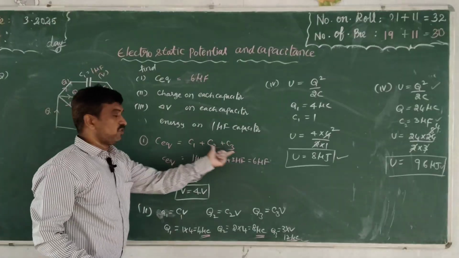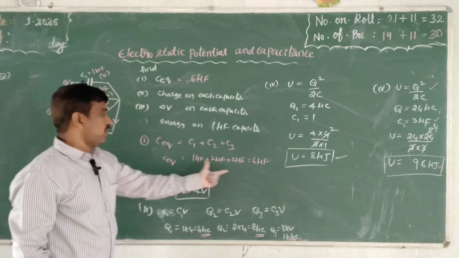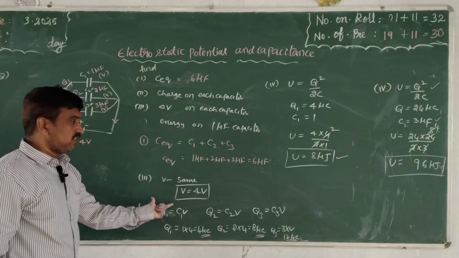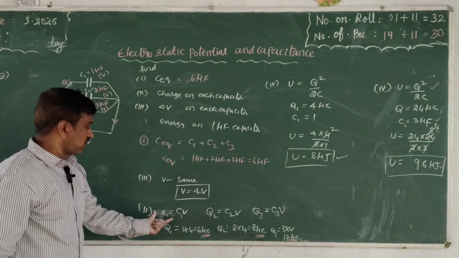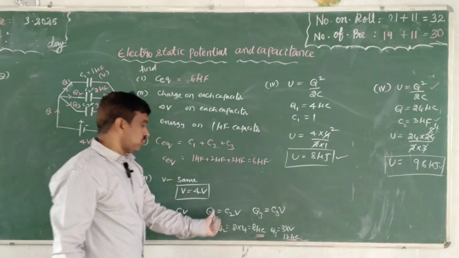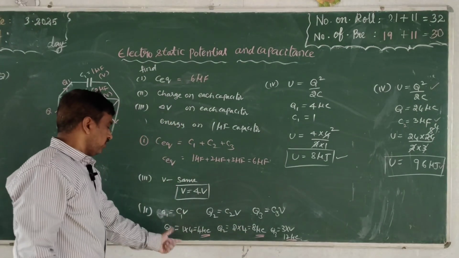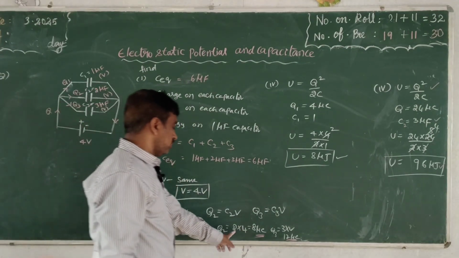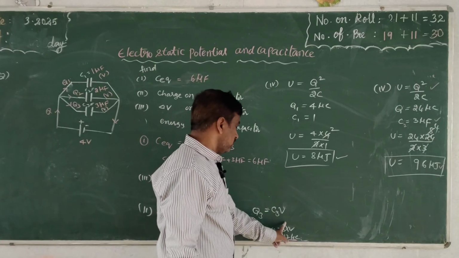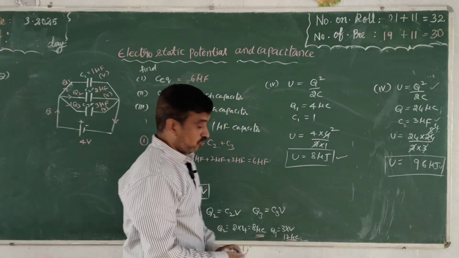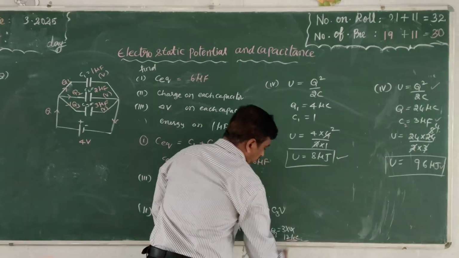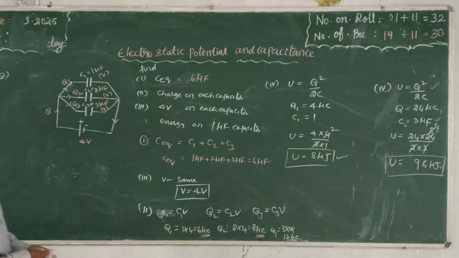See here, in a parallel combination the potential is the same and the charge is divided. The equivalent is C1 plus C2 plus C3, so we get 6 microfarads. The potential is the same, 4 volt. Q1 equals C1V, Q2 equals C2V, Q3 equals C3V: 1 into 4 is 4 microcoulombs, 2 into 4 is 8 microcoulombs, 3 into 4 is 12 microcoulombs. This is the solution for the second one.